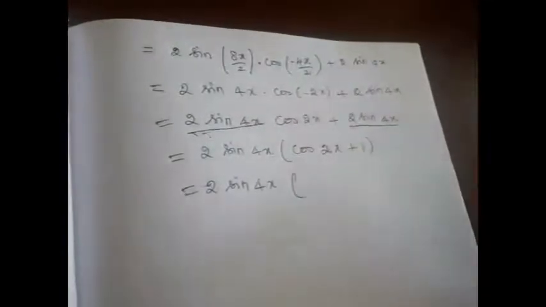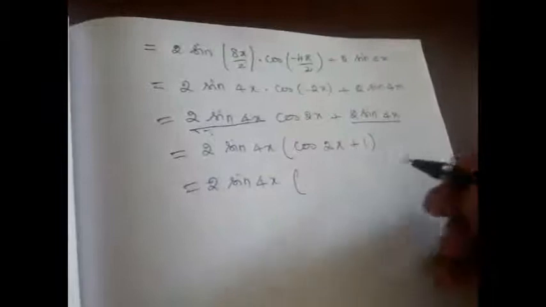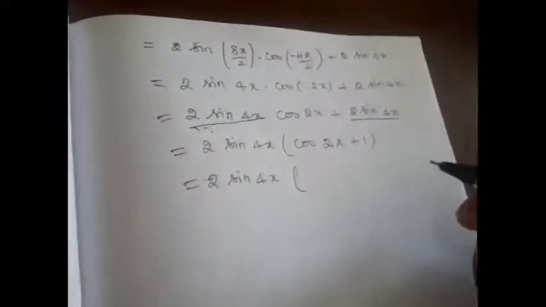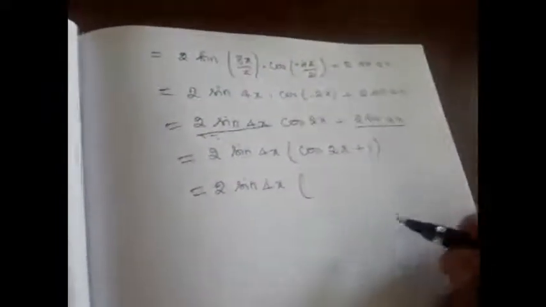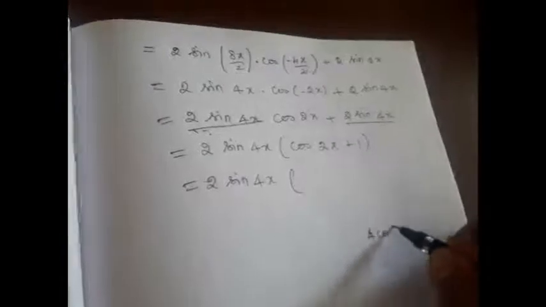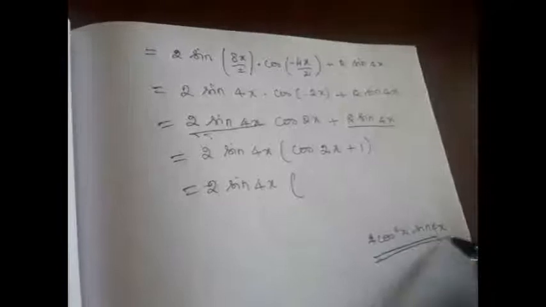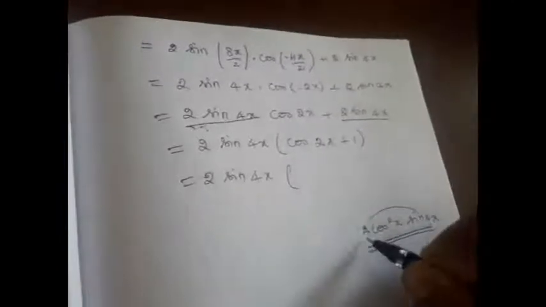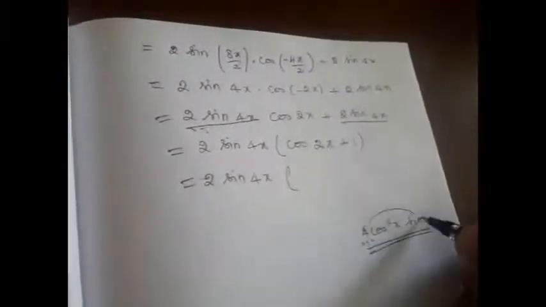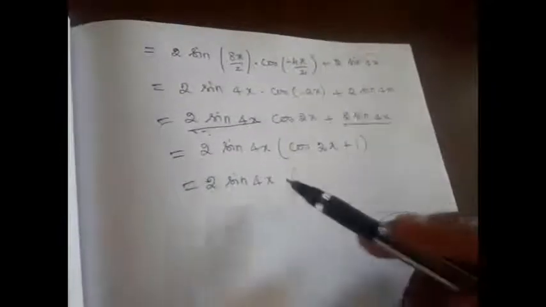We have 3 sets of identities. But according to this question, we need it in terms of cos square only. This is what we need to prove: 4 cos square x into sin 4x. In this, 4 is 2 into 2, so we can write 2 sin 4x, which we arrived at already.